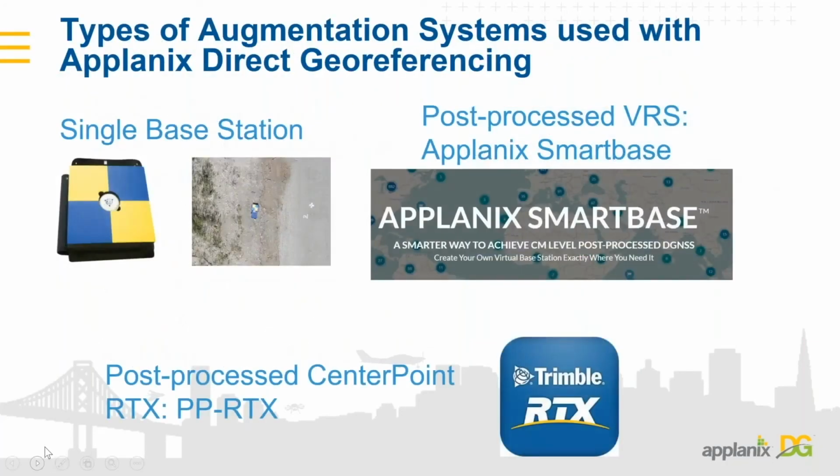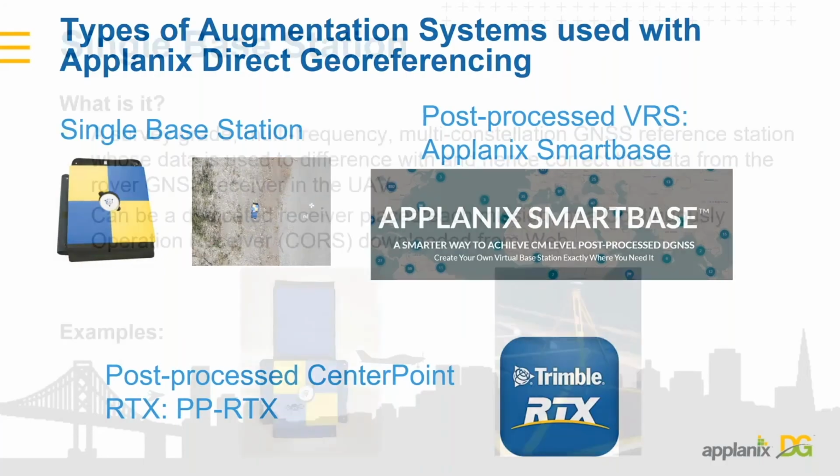So some of the ways that we typically utilize this, as previously mentioned, are single base station, whether this be from a dedicated base station that you put up or a CORS network. This is a very common and widely accepted and utilized method using differential GNSS. We are also going to talk really quickly about post-processing VRS using Applanix SmartBase, and then finally wrap up with post-processed CenterPoint RTX, which is Trimble's new proprietary corrections.